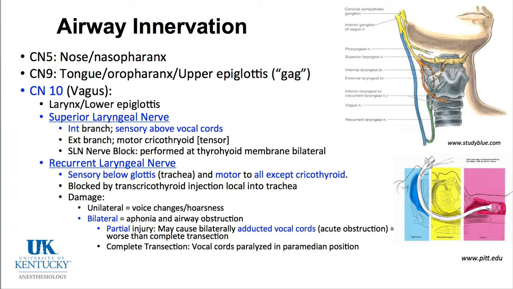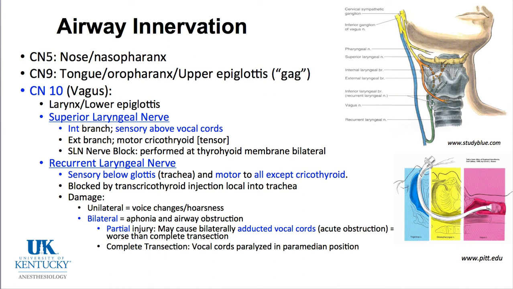The 5th, 9th, and 10th cranial nerves are involved in airway innervation. In the bottom right, you can see blue representing the trigeminal nerve, or 5th cranial nerve, the nasopharynx. Yellow representing 9, the glossopharyngeal nerve, supplying the tongue, the oropharynx, and the upper part of the epiglottis and the gag reflex. And then the reddish pinkish color being the distribution of the vagus nerve. But the vagus nerve has two major divisions when we're talking about the airway, and that is the superior laryngeal nerve and the recurrent laryngeal nerve.